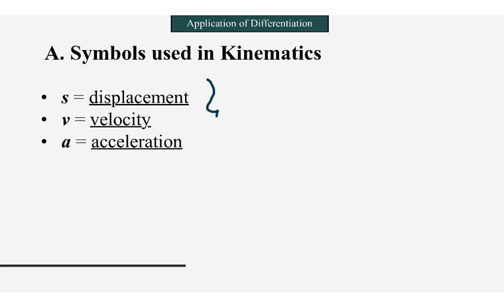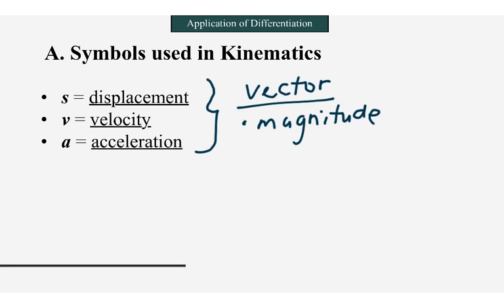All these quantities are called vector quantities. What does that mean? It means all these quantities have magnitude and direction. When we talk about magnitude, especially in this case displacement, we are referring to distance. And direction, when we are talking about displacement, refers to how far it is from the fixed point O.